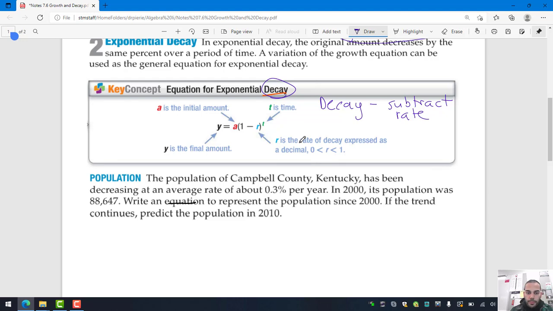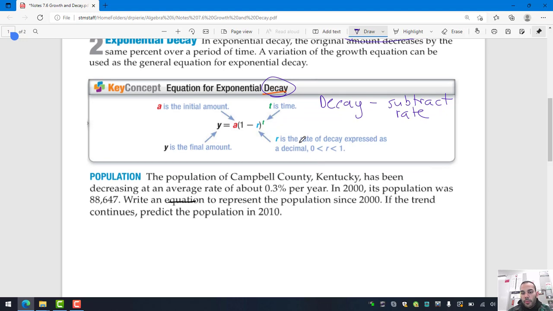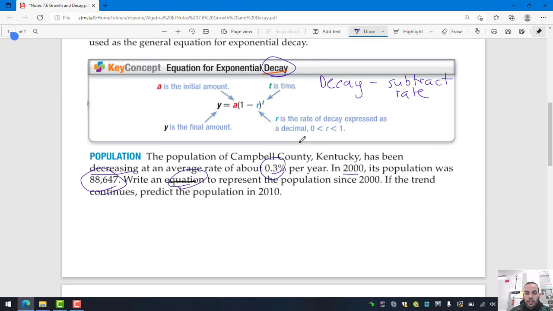So if we look at this example, it says the population of Campbell County, Kentucky has been decreasing at an average rate of 0.3% each year. We know this is exponential decay because the population is going down and down, 0.3% per year. It says in the year 2000, its population was 88,647. My starting value is 88,647, and it says write an equation to represent the population since 2000. And then after that, it says predict the population in 2010.